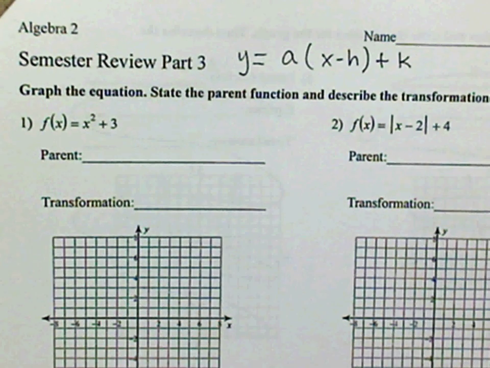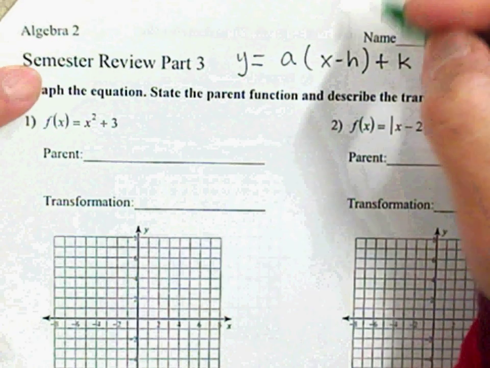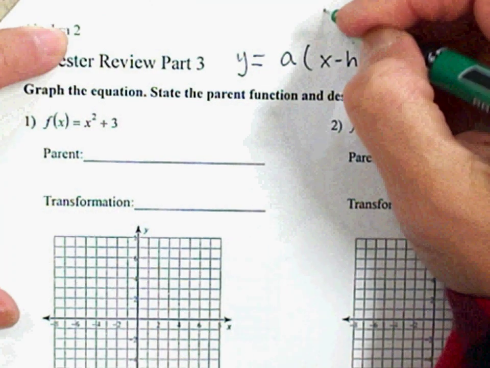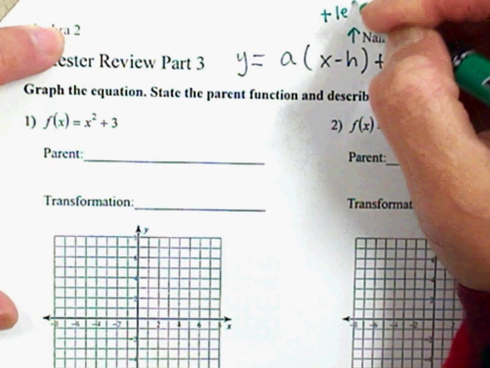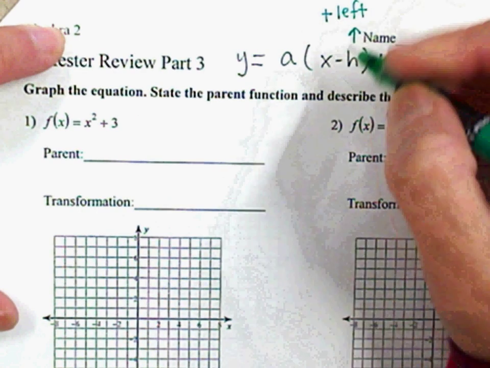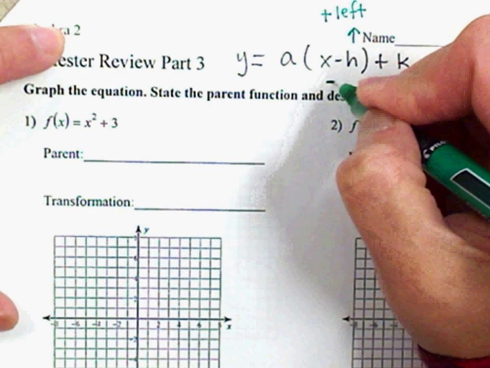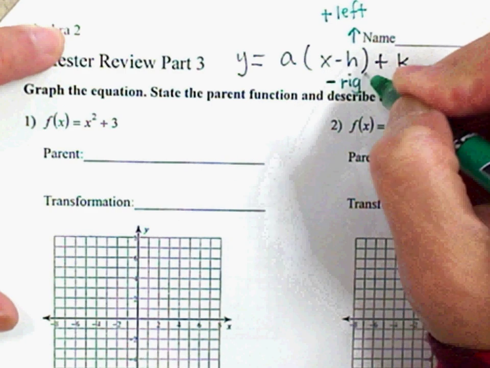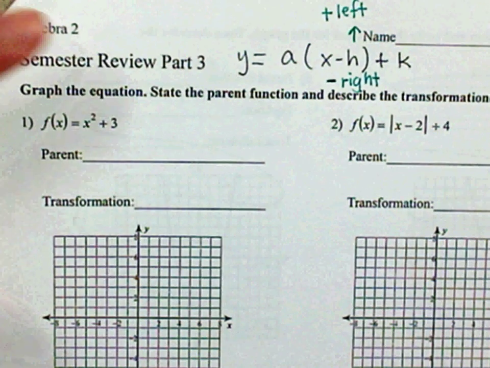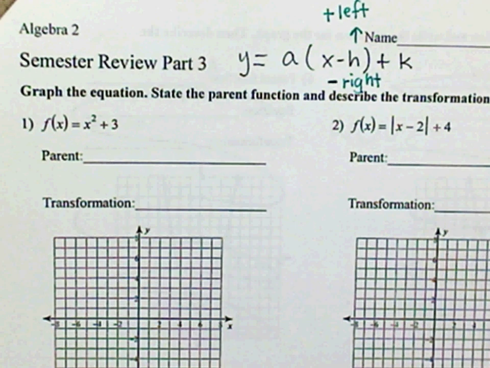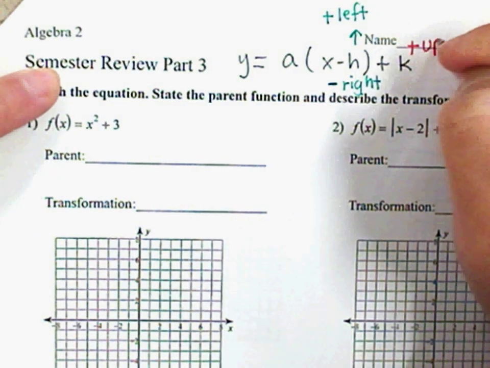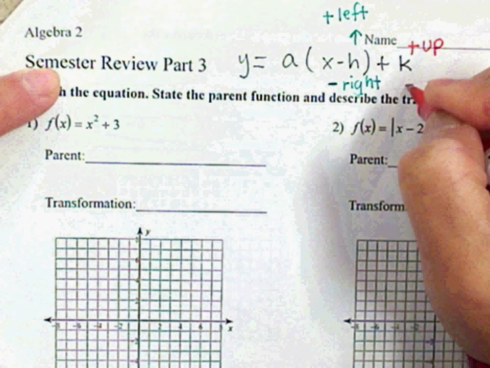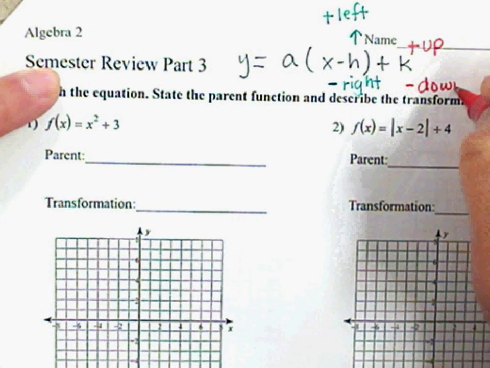All right. If your h is a plus, you are going to move to the left. If your h is a negative, your graph is going to move to the right. If your k is a plus, it's going to move up. If it's negative, it is going to move down.